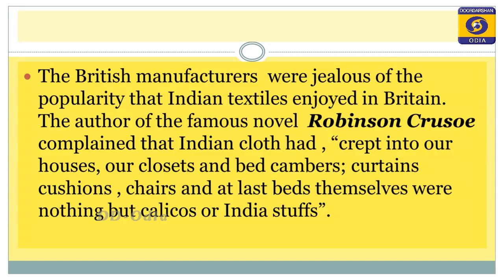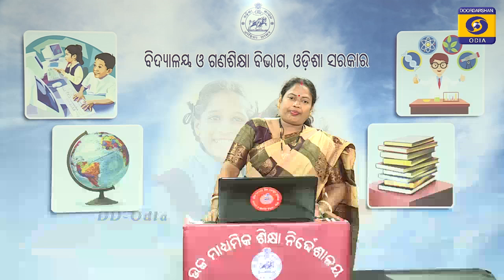The author of the famous novel Robinson Crusoe complained that Indian cloth had crept into our houses, our closets and bed chambers, cottons, cushions, chairs, and at last beds themselves were nothing but calicos or India stuffs.